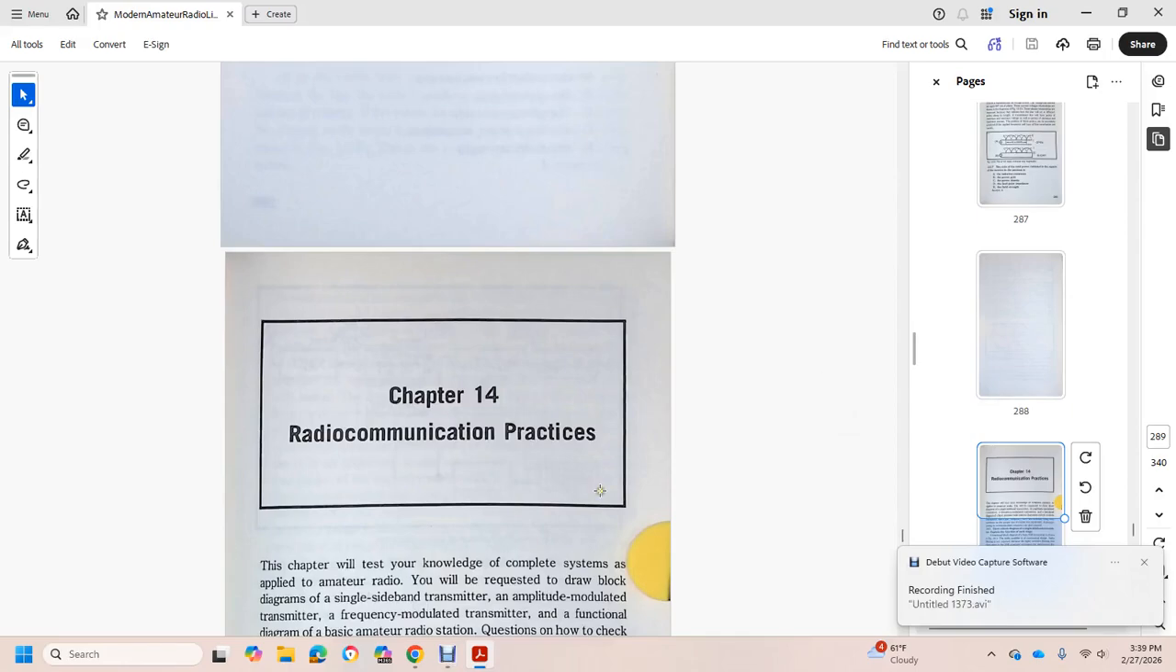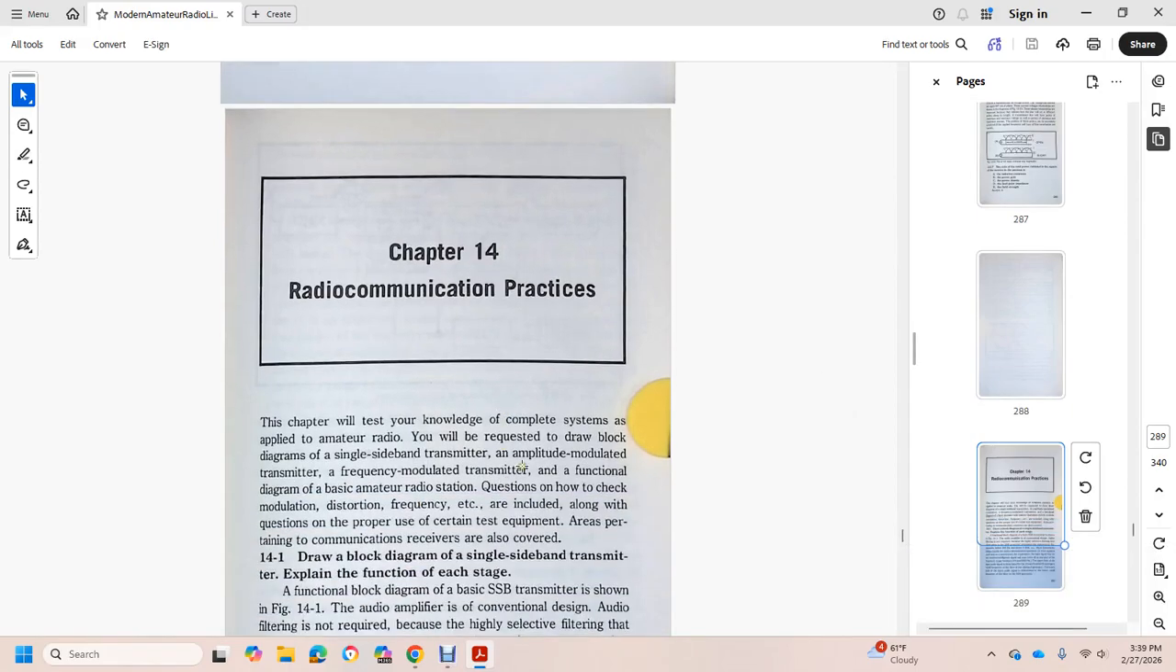Chapter 14, Radio Communication Practice. This chapter tests knowledge of the complete system of the amplifier with the amateur rate, including the diagram of single sideband, amplitude modulation and frequency modulation transmitters, and the transmitter function with the diagram, basic amateur radio.